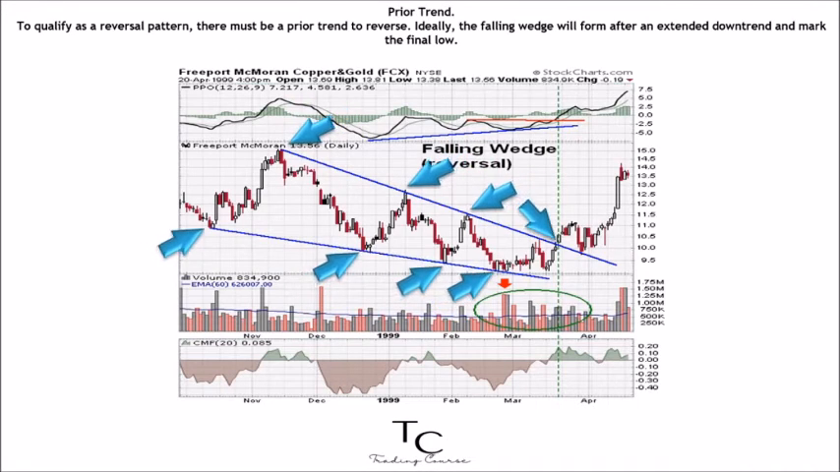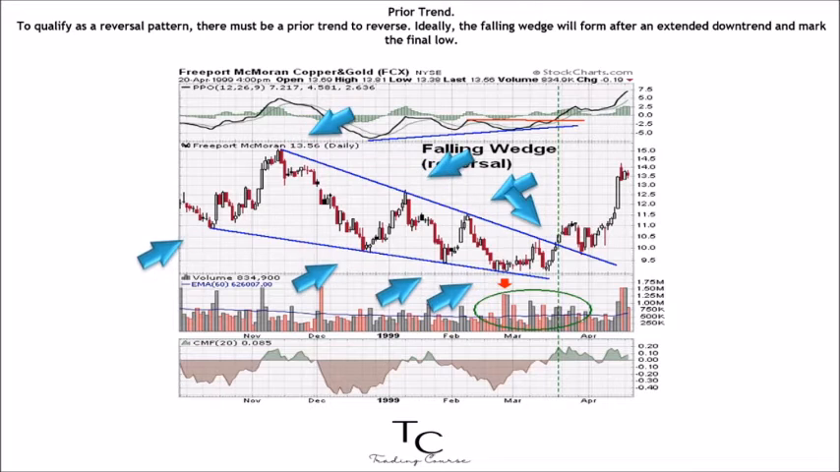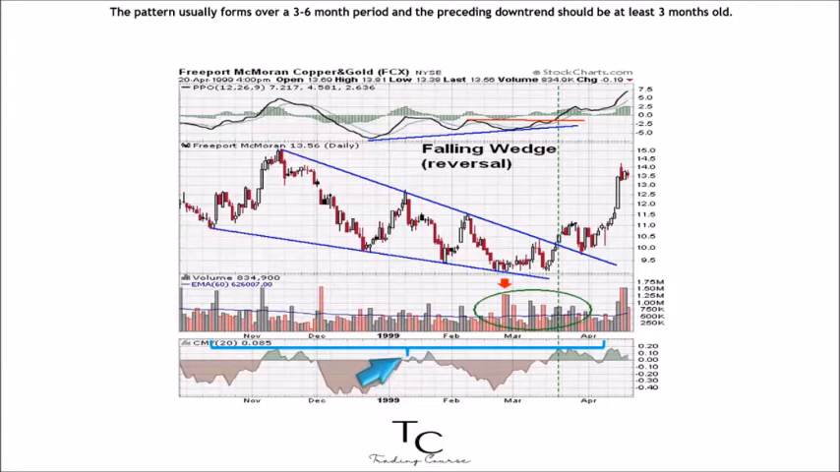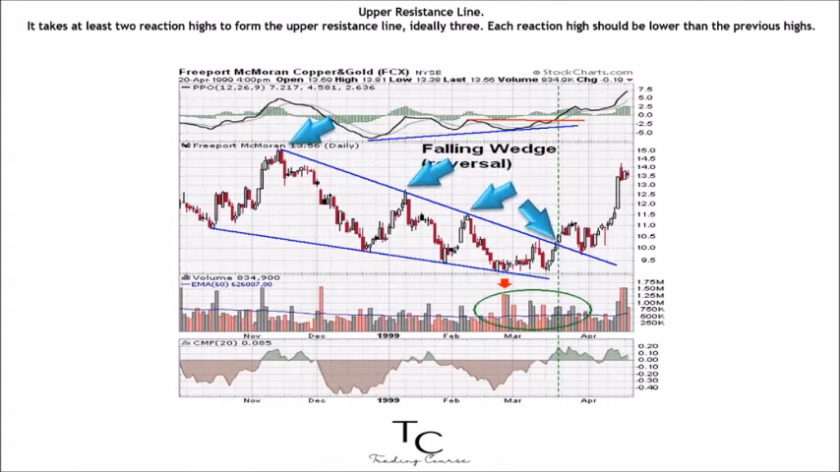Prior trend. To qualify as a reversal pattern, there must be a prior trend to reverse. Ideally, the falling wedge will form after an extended downtrend and mark the final low. The pattern usually forms over a 3 to 6 month period, and the preceding downtrend should be at least 3 months old.